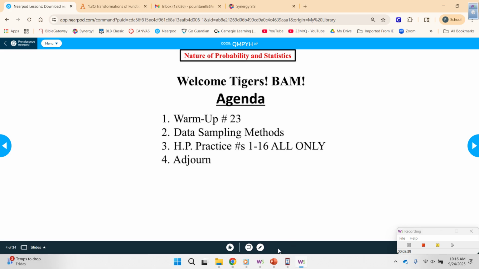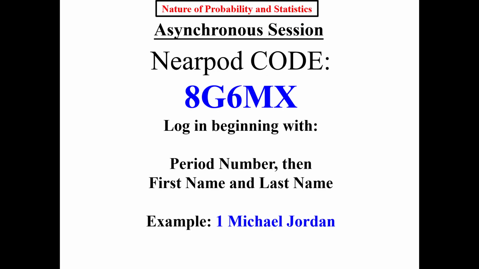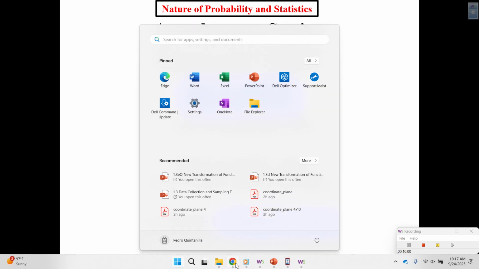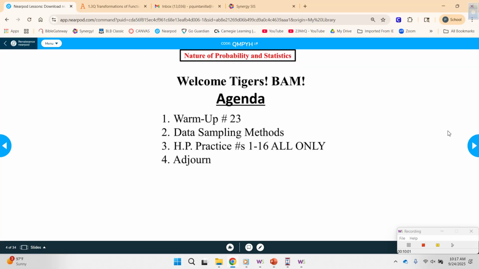Oh, my bad. Before moving on, copy the code to access the home plate: 8G6MX. Once again, if that doesn't go through, tell your neighbor where to go to get the home plate. Yeah, to your textbook. Very good. Or YouTube. Yes. All right, here we go.